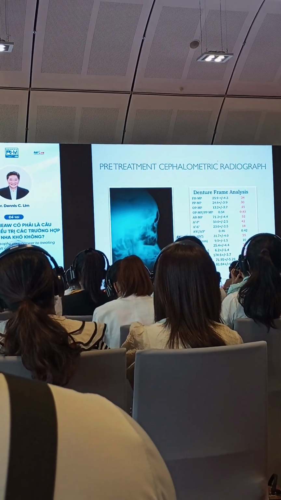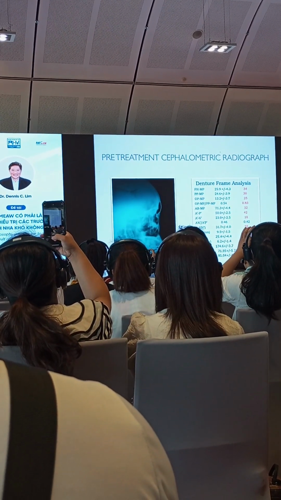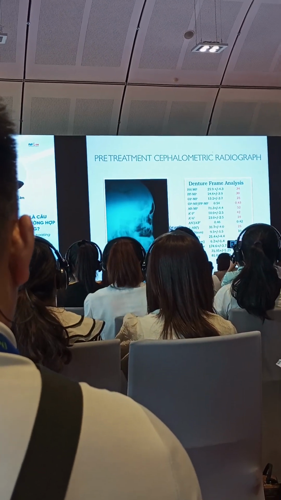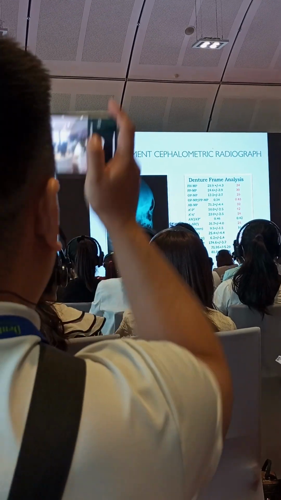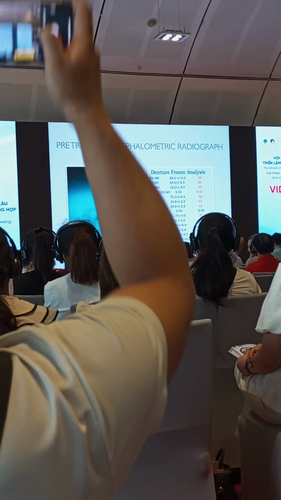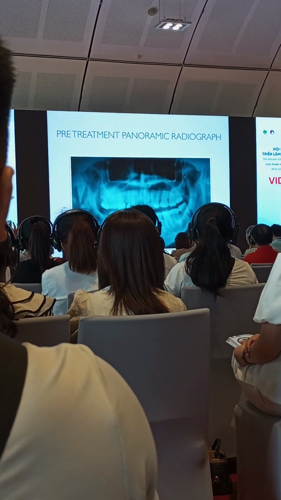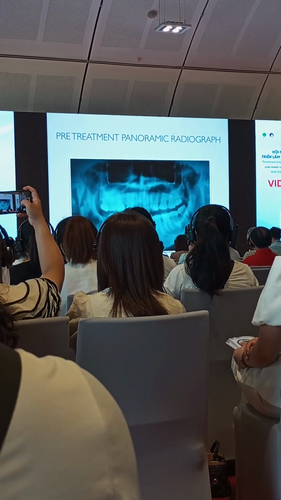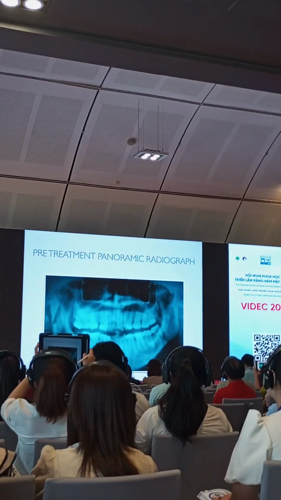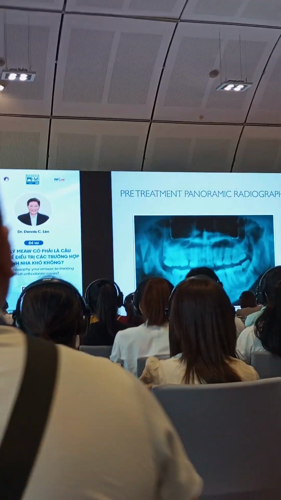So this is the cephalometric radiograph. Also very flat occlusal plane, an open bite tendency and a hyperdivergent skeletal pattern. So this is the panoramic. She has missing third molars on this side. The rest of the third molars are present. So our decision is to do level alignment.